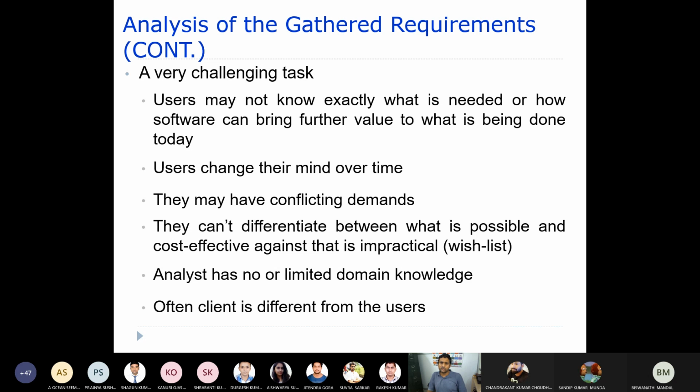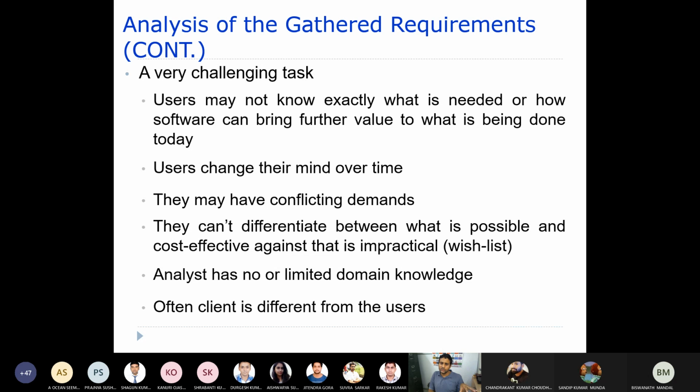At this point, the analyst may have very little domain knowledge, because he is not from that background. Also, often the client is different from the users. You should understand that the client is different from the users. Let's say we are going to develop banking software. In this case, the client will be a particular bank, maybe State Bank of India, or Canara Bank, or some other bank.